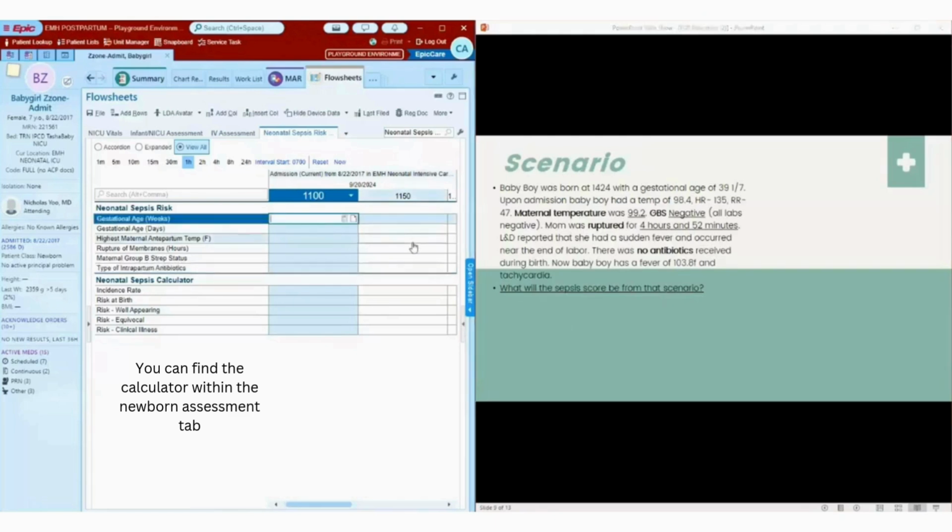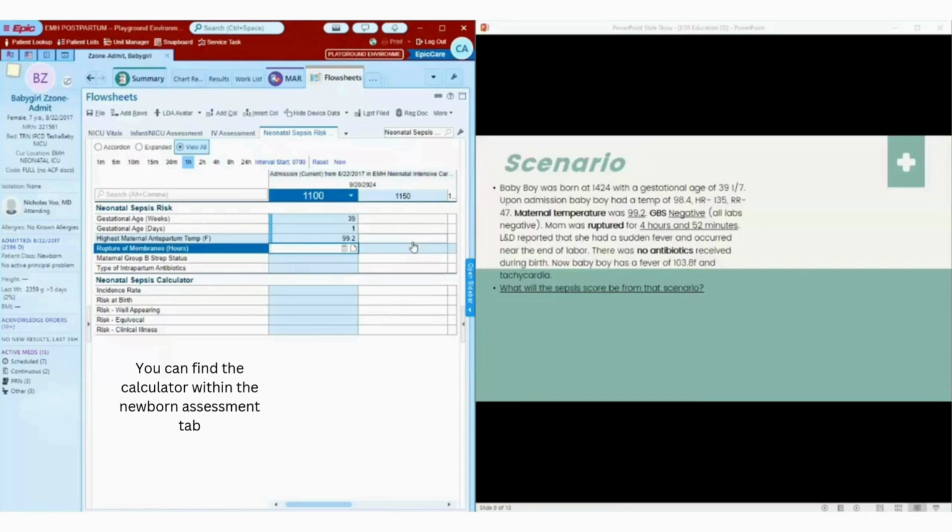So we have, she is 39 weeks, 1 day. The highest maternal temperature was 99.2. She was ruptured for 4 hours and 52 minutes. Now, this can get a little confusing because the rupture time isn't always on the hour on the dot.